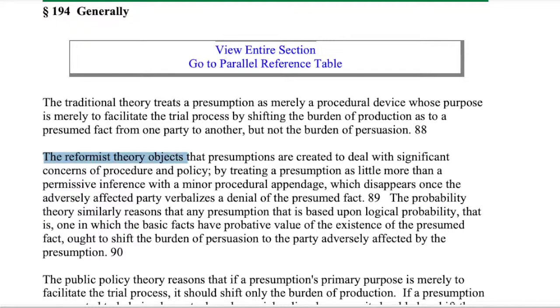The reformist theory objects that presumptions are created to deal with significant concerns of procedure and policy, by treating a presumption as little more than a permissive inference with minor procedural appendage, which disappears once the adversely affected party verbalizes a denial of the presumed fact. The probability theory similarly reasons that any presumption that is based upon logical probability, that is, one in which the basic facts have probative value of the existence of the presumed fact, ought to shift the burden of persuasion to the party adversely affected by the presumption. Interesting. So burden of production by one party, shift the burden of persuasion to the party affected by the presumption.